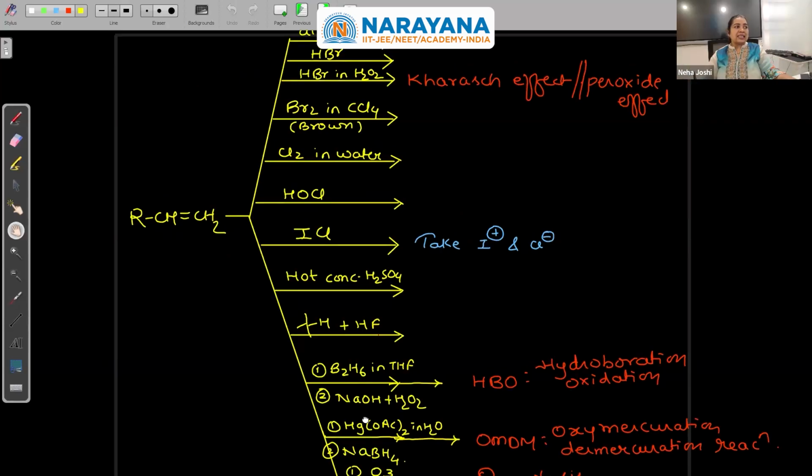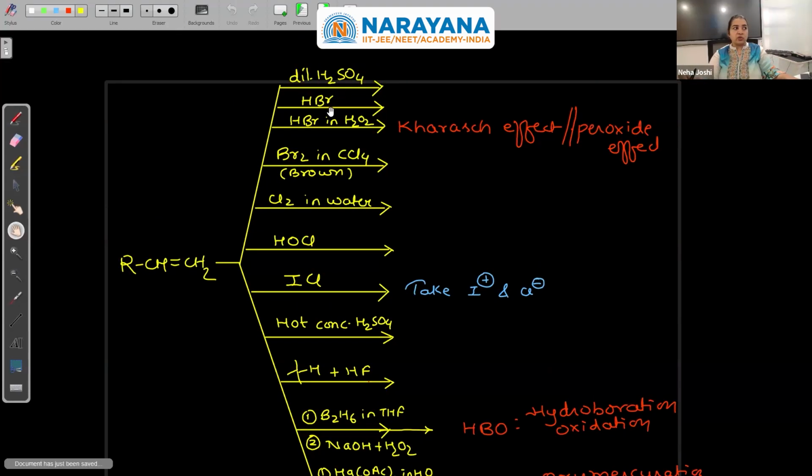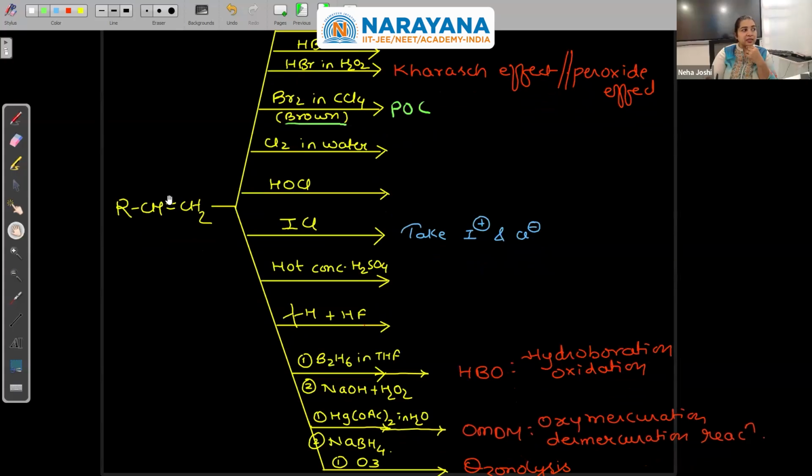Now see what all reactions ideally you should know. I have made this a summarized chart. So you should know addition of dilute H2SO4, which will form alcohol. Addition of HBr, normal HBr, HCl, HI, all I want to intend here. HX is what I want. Markovnikov addition, 2 degree positions will be attacked. HBr in H2O2, that is Kharash effect or peroxide effect, you should know. Bromine in CCl4. Now this point can be used in POC because brown color bromine will be decolorized. So it is a test of unsaturation of alkenes and alkynes.